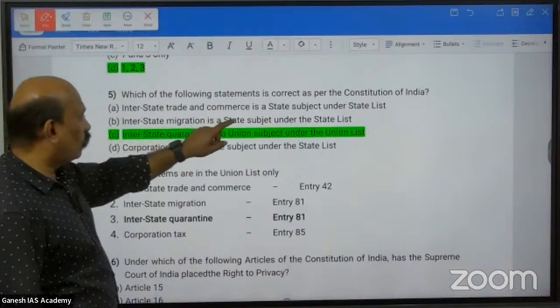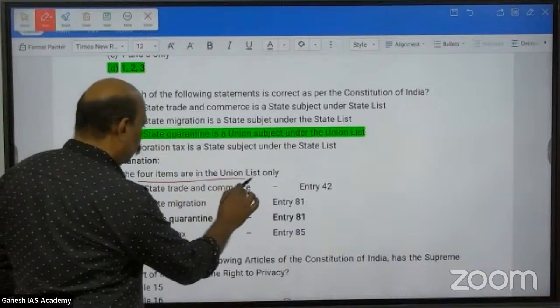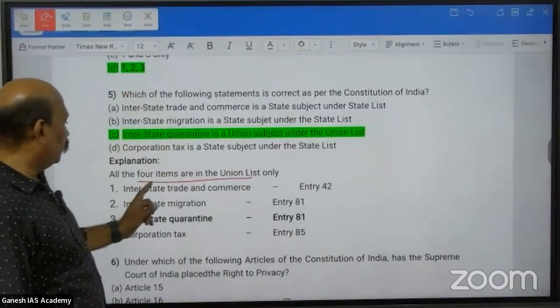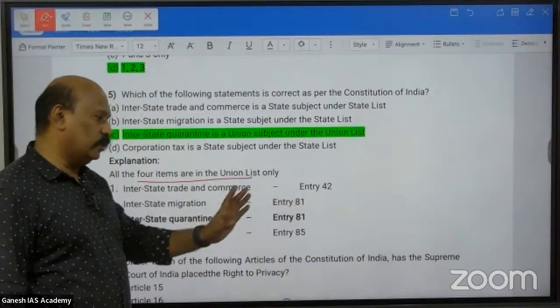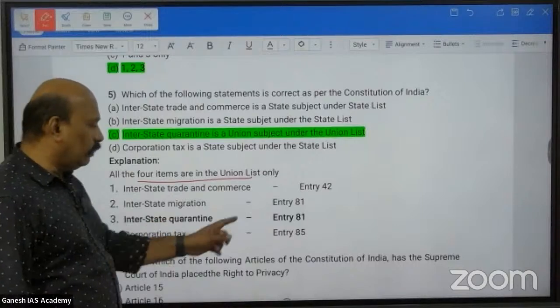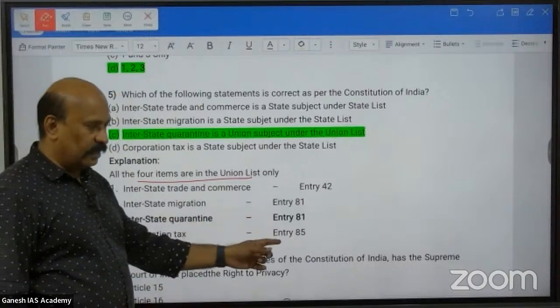the interstate trade and commerce, see, all the four are in the union list only. All the four items are in union list only. None of this is in the state list. Interstate trade and commerce, entry 42 of List 1 of Schedule 7. Interstate migration and interstate quarantine, both are in entry 81. And corporation tax is entry 85.